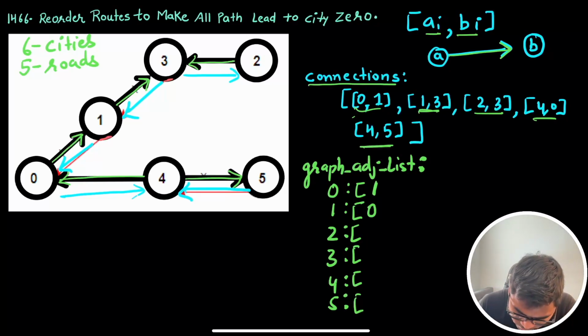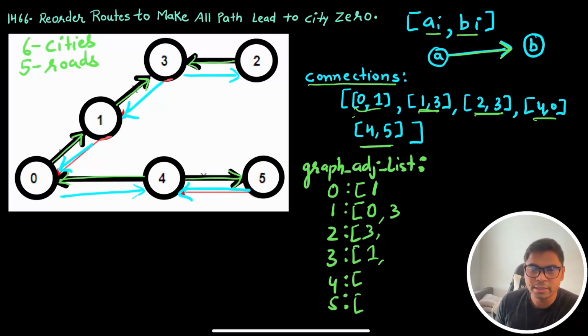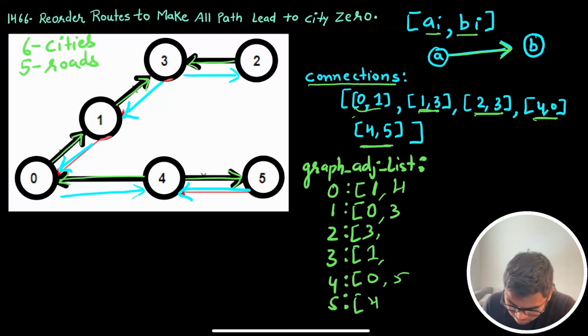And then there is a path from 1 to 3, so I'll add 3 here, and then there should be a path from 3 to 1, okay? Then there is a path from 2 to 3, so 2 to 3. These are neighbors of 2. I'm just collecting all these neighbors next to each of the cities. Then there is a path from 4 to 0, so I'll add 4 also to 0 because I'm creating all these bidirectional roads. There is a path from 4 to 5, so I'll add 4 next to 5. So this is what I have just created.